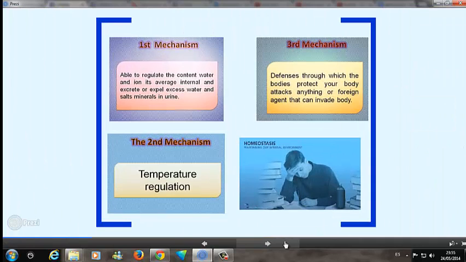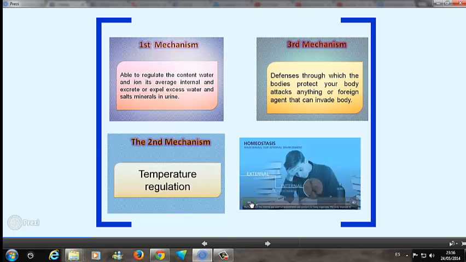The first mechanism is to regulate the content of ions present in the internal environment and excrete or expel excess water, salts, and minerals in urine. The second mechanism is temperature regulation. The third mechanism is defense, through which the body protects itself from attacks, since any foreign agent can invade the body.